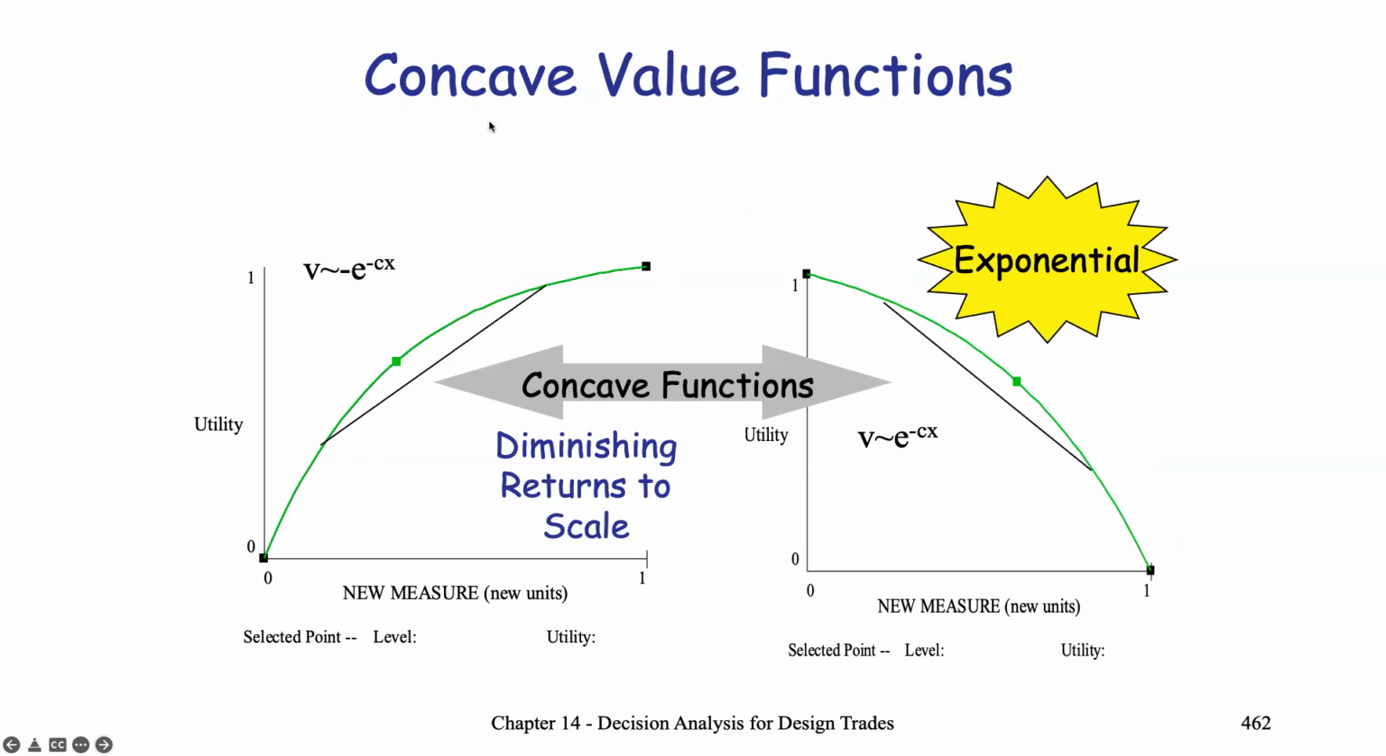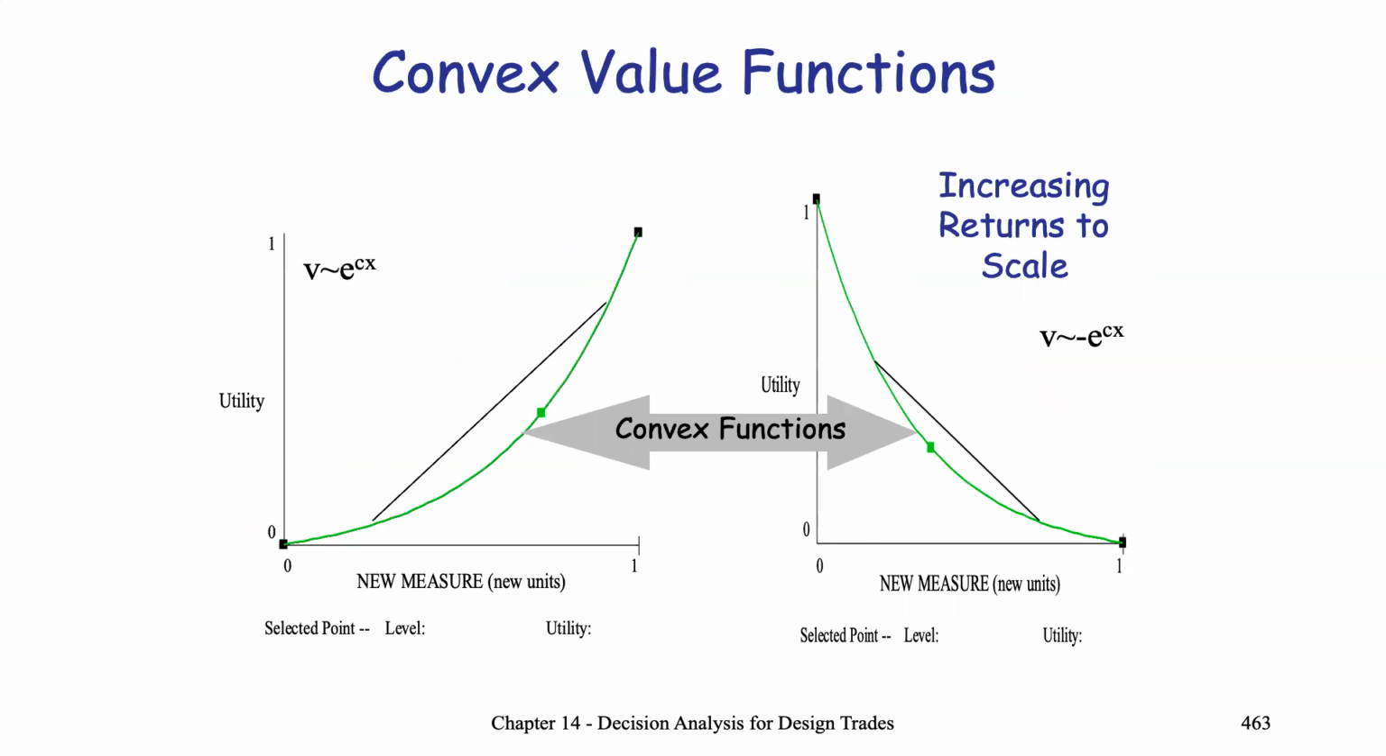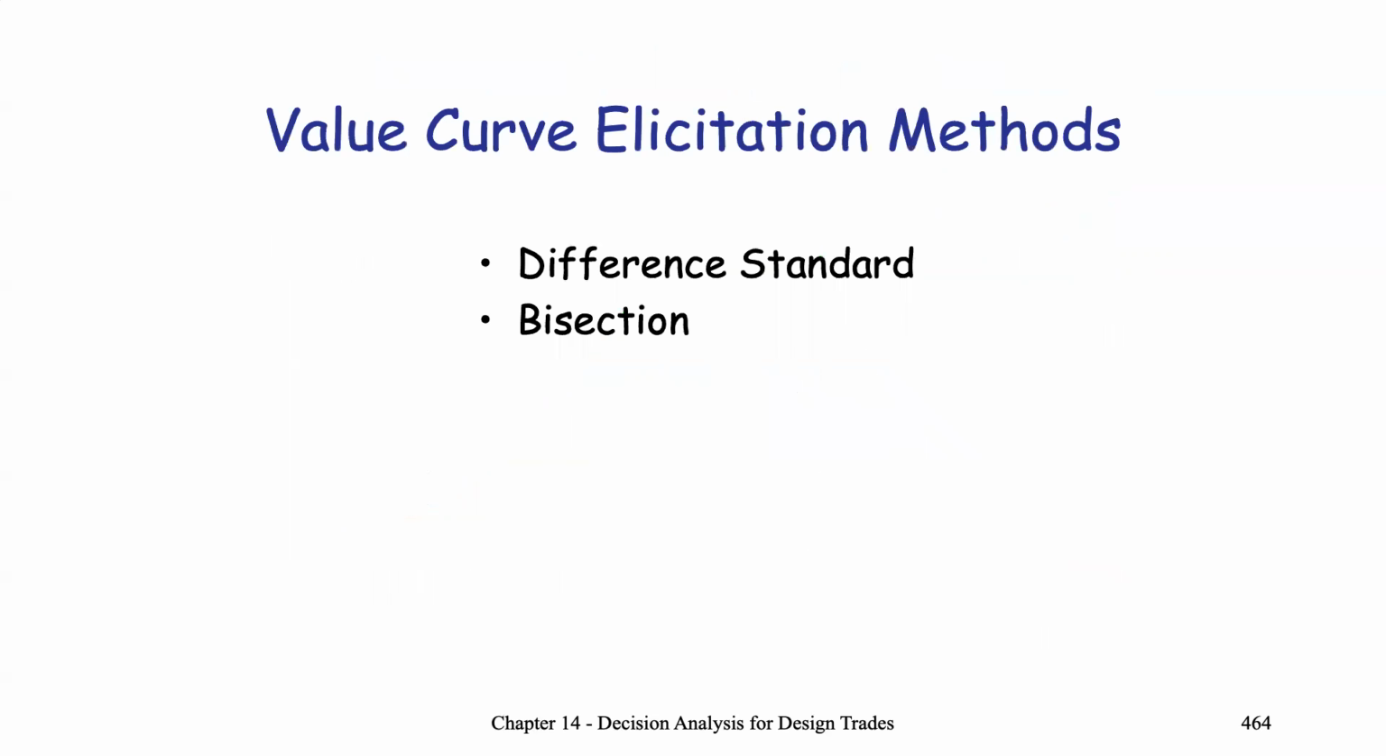If you have a concave value function, there's a diminishing return as you go up the scale, and there are various ways you can have a concave type of value function. You could have a convex one, where there is an increasing return the further you go up the scale. That has implications for what you would want to choose for that type of factor.